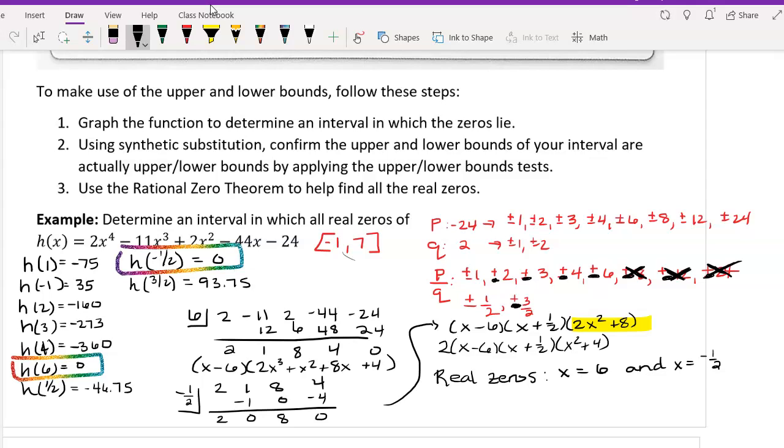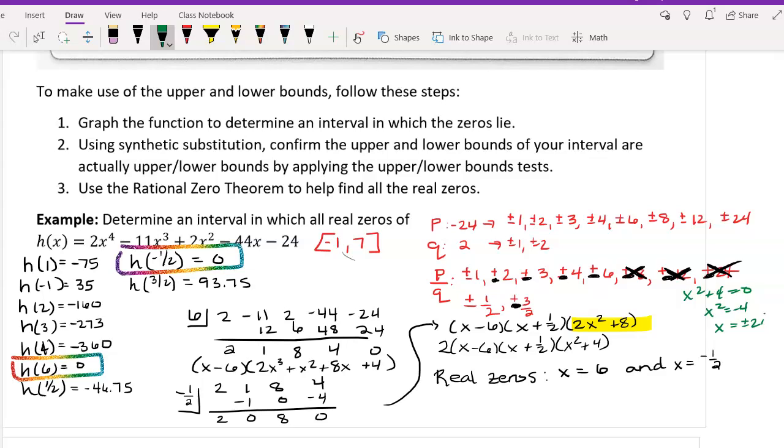What happens here with the x squared plus 4? Well, if we put that equal to 0, x squared plus 4 equals 0, we get x squared equals negative 4. So x equals plus or minus 2i. And we know i's are imaginary numbers, so it's not considered a real zero. Our only real zeros are 6 and negative 1/2.